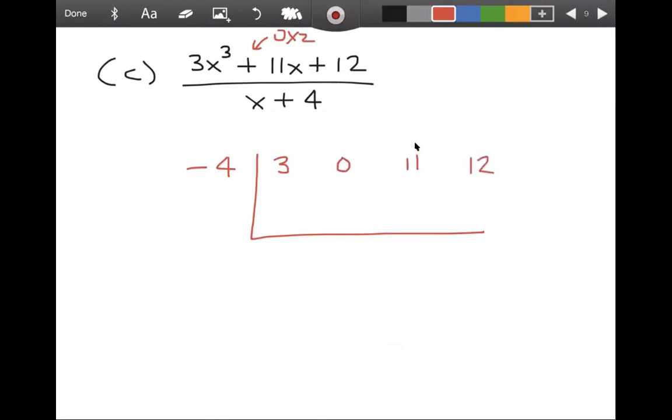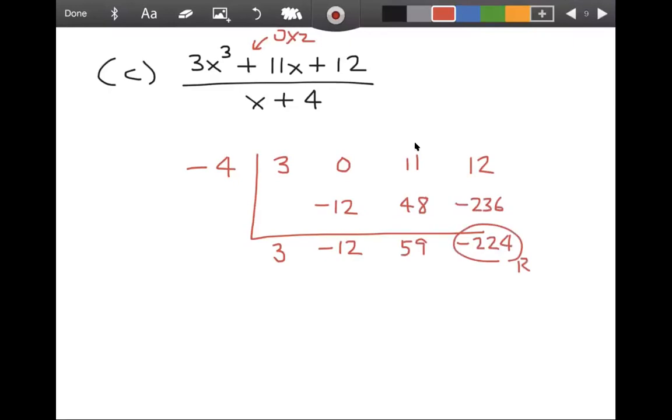All right. So one more time, we bring down the 3. -4 times 3 is -12. 0 plus -12 is -12. -4 times -12 is 48. 11 plus 48 is 59. -4 times 59 is -236. 12 plus -236 is -224. So we have our remainder.